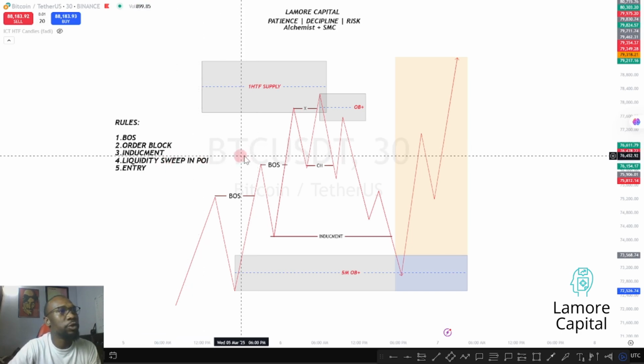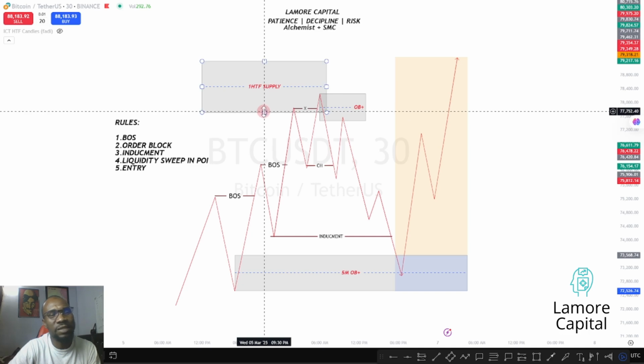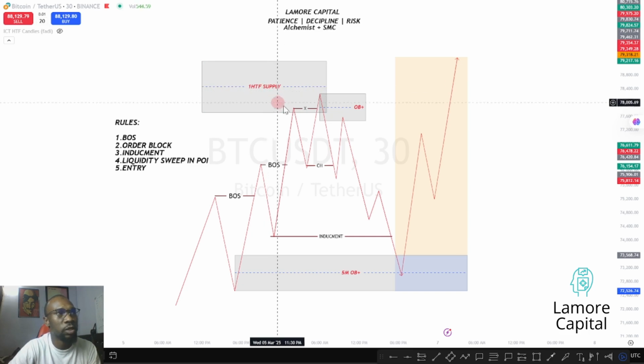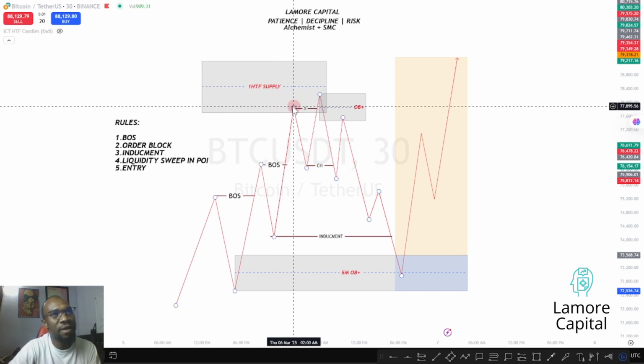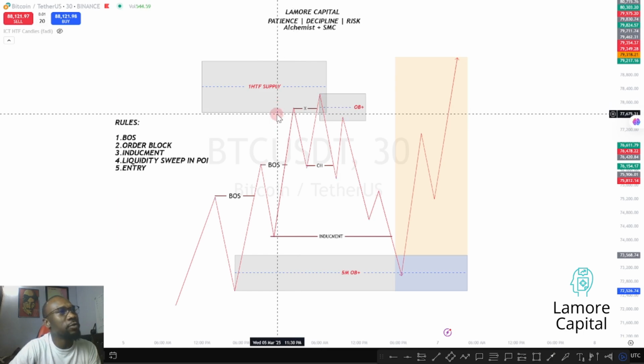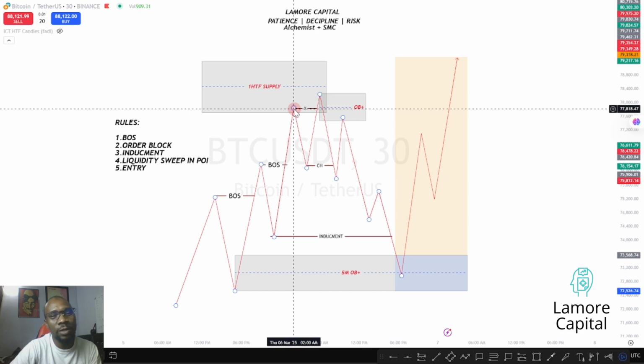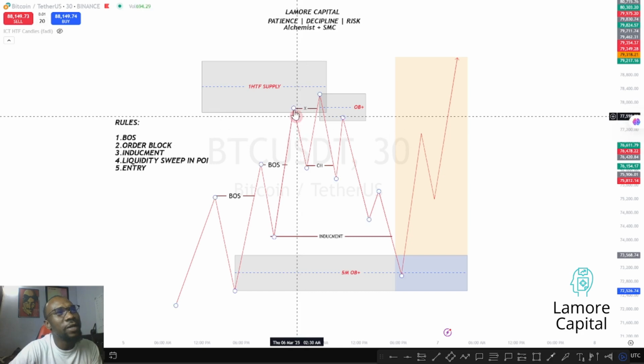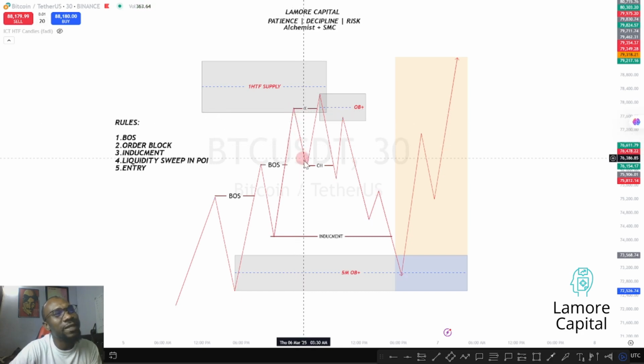So now when we say liquidity sweep inside our point of interest, this is our higher time frame point of interest. That's the higher time frame supply zone. As you can see here, we have a candle that tapped into this particular supply zone. Now, beginner traders would feel, the moment it tapped into this zone, let me sell immediately.